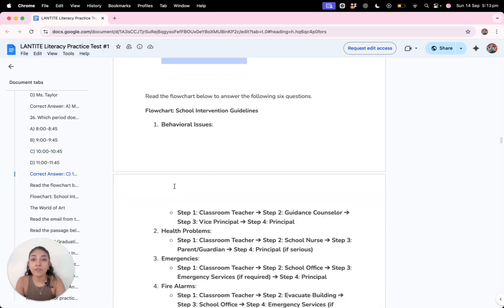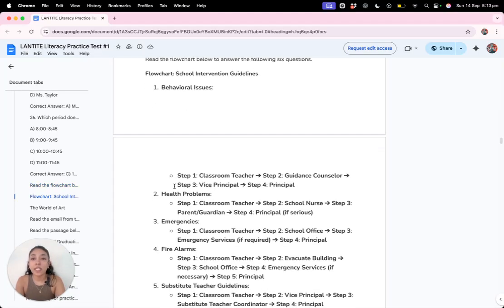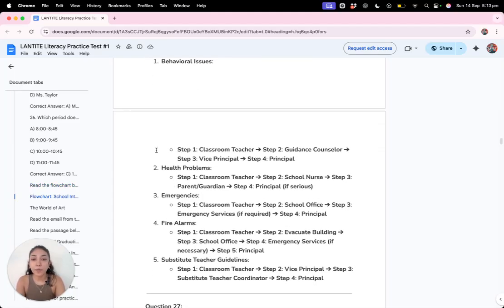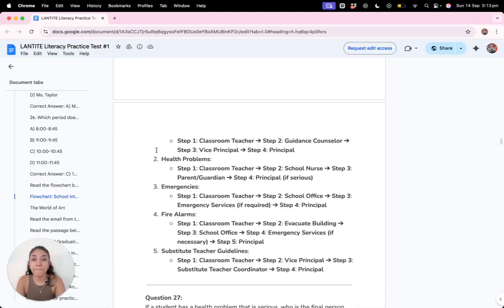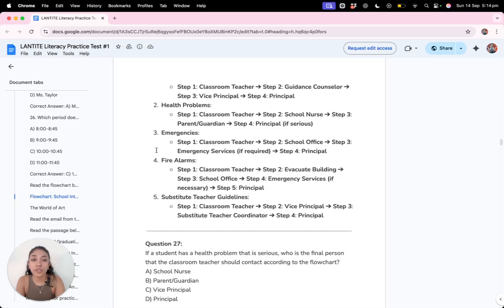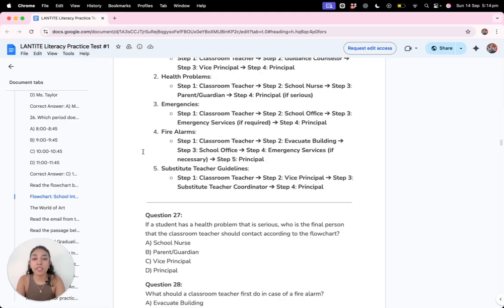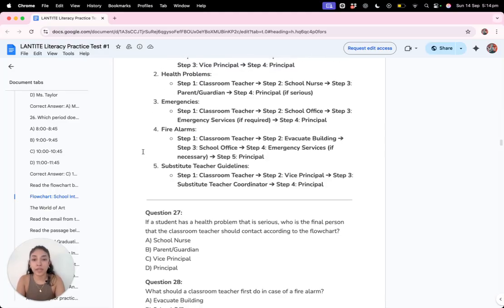Now we're going to read the flowchart below to answer the following 6 questions. So the flowchart is school intervention guidelines. 1 is behavioral issues. Step 1, classroom teacher. Step 2, guidance counselor. And step 3, vice principal. Step 4 is the principal. Number 2, health problems. Step 1 would be classroom teacher. Step 2, school nurse. Step 3, parent guardian. Step 4, principal if serious. Emergencies, fire alarms, and substitute teacher guidelines. Again, I'm just going to leave it paused here. You can have a read through, and I'm going to go straight into the questions.